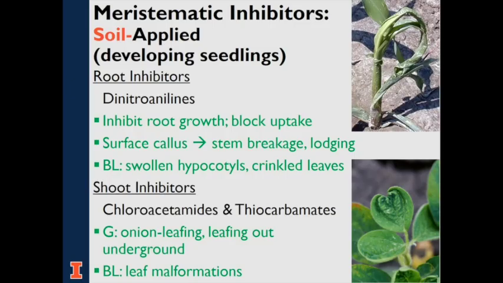Shoot inhibitors cause shoot deformities. Chloroacetamides and thiocarbamates applied to grasses will cause onion leafing, or leafing out underground. The corn pictured here has failed to unfurl its leaves. This can occur if corn is planted too shallowly or if conditions are cool and wet. On broadleaf plants, we see leaf malformations.